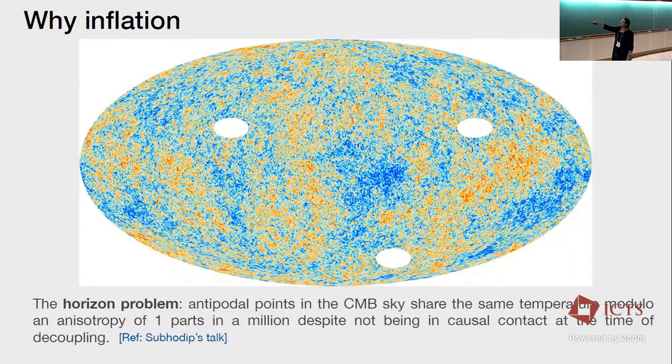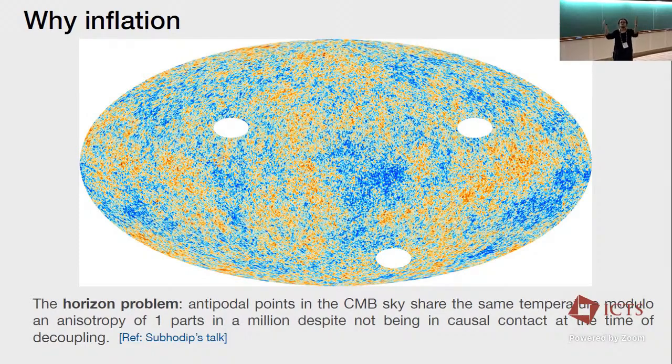We have this 2D map of the cosmic microwave background, and if you take 2 antipodal points in that CMB sky and check their temperature, you will see that it is mostly homogeneous and isotropic, modulo an anisotropy of 10 to the minus 5. So 2 antipodal points are sharing almost the same temperature. And we know from thermodynamics that in order for two particles that far apart to have the same temperature, they must have been in causal contact at some point in the universe.